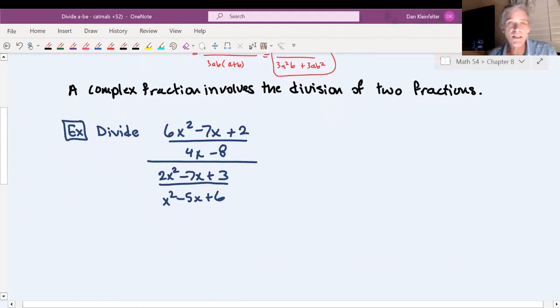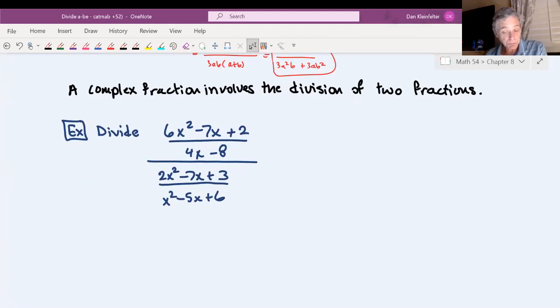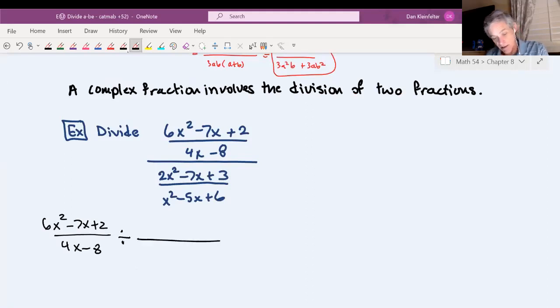A complex fraction is just a fraction that has got a fraction in its numerator, denominator, or both. So here we have 6x squared minus 7x plus 2 divided by 4x minus 8. And we're going to divide that by the other one, 2x squared minus 7x plus 3 divided by x squared minus 5x plus 6. So our approach to dealing with a complex fraction is to just rewrite it as a division and proceed from there.